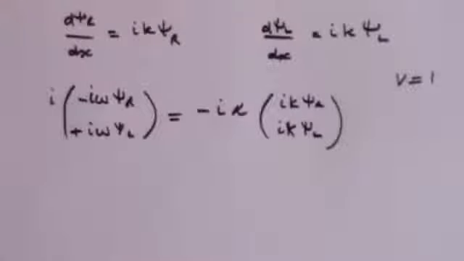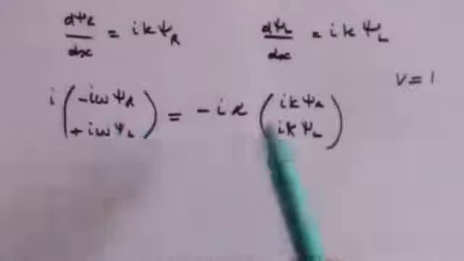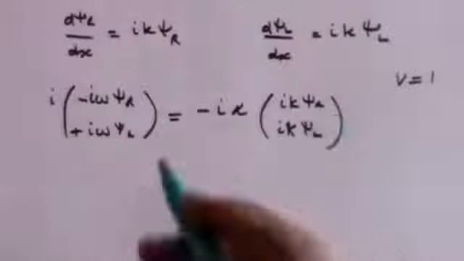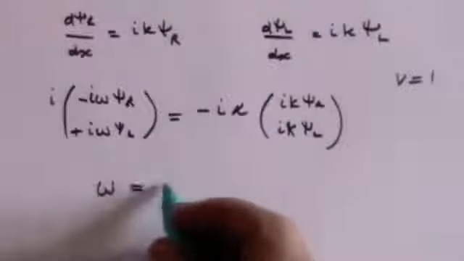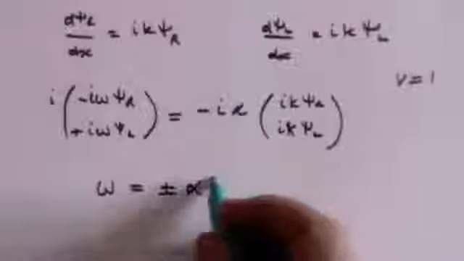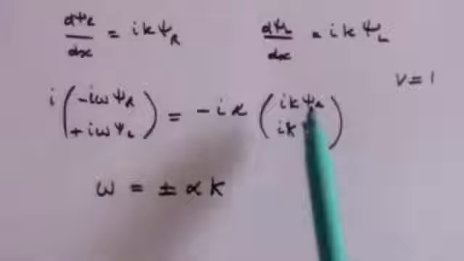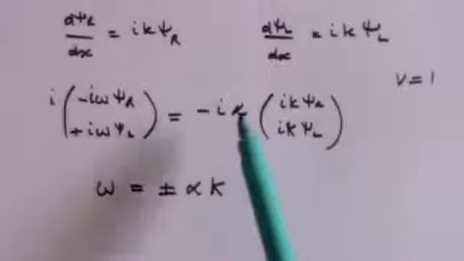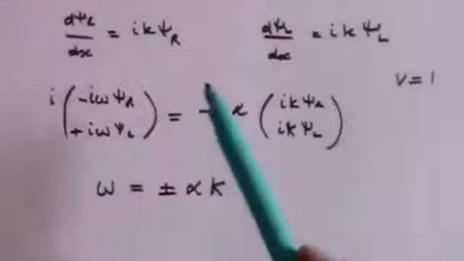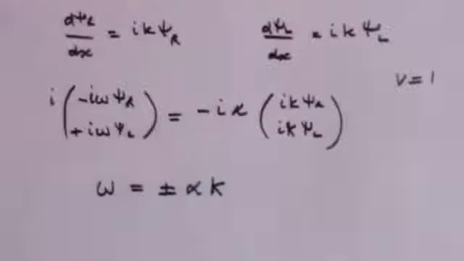Well, I think you can now see that these are simultaneous, and what you've effectively got is that omega equals either plus or minus alpha k. You've got an i on both sides, an i inside, and a psi right inside. The only difference is that on this side you've got an omega, on this side an alpha times k. So omega equals plus or minus alpha times k, depending on the top or the bottom.